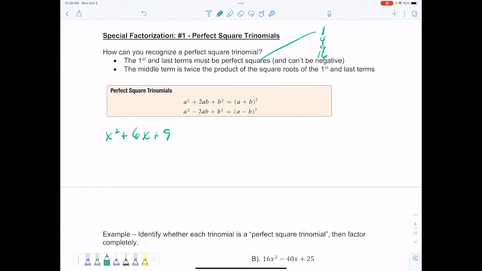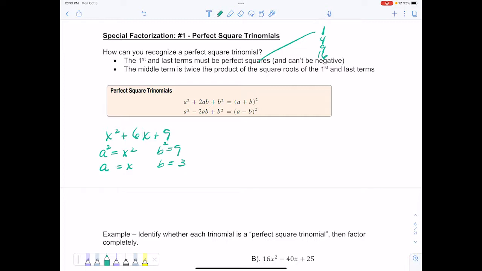Okay, so my a here would be x squared, and my b squared would be 9. So if I take the square root of x squared, you just get x. And the square root of 9 is 3. So a is x and b is 3. Okay, and then using the formula, it's just going to be a plus b squared.